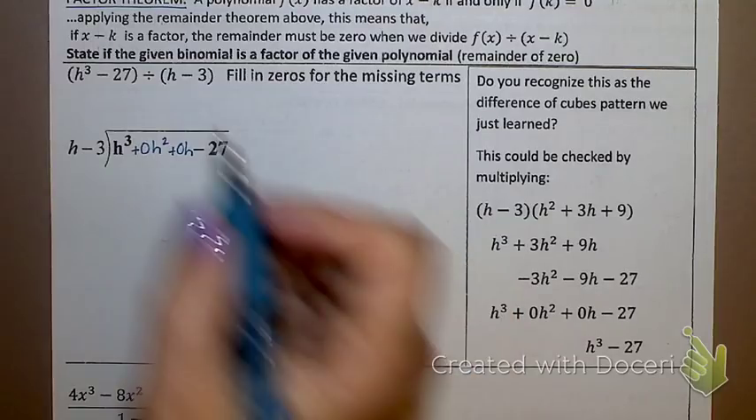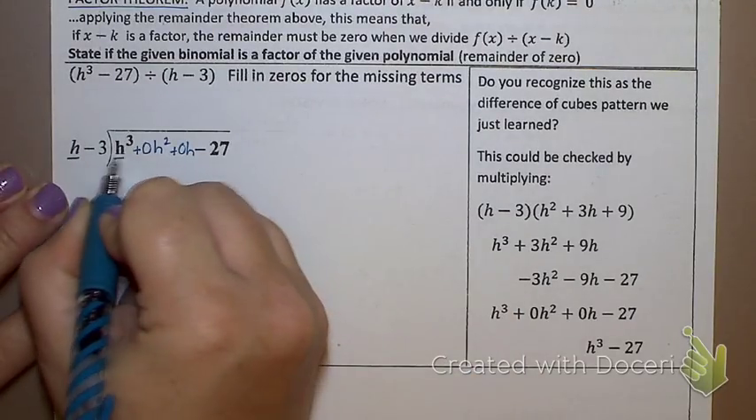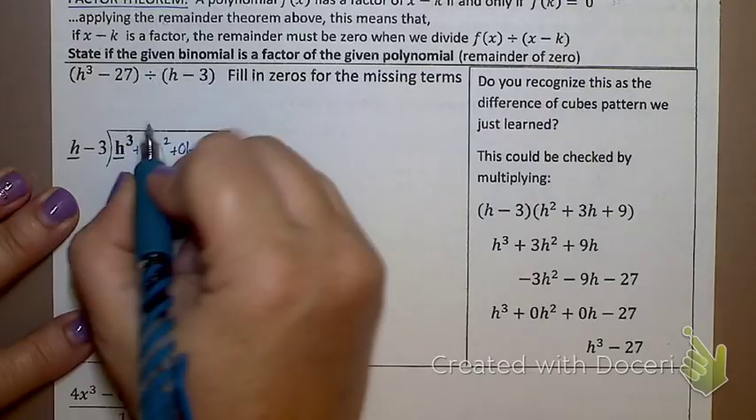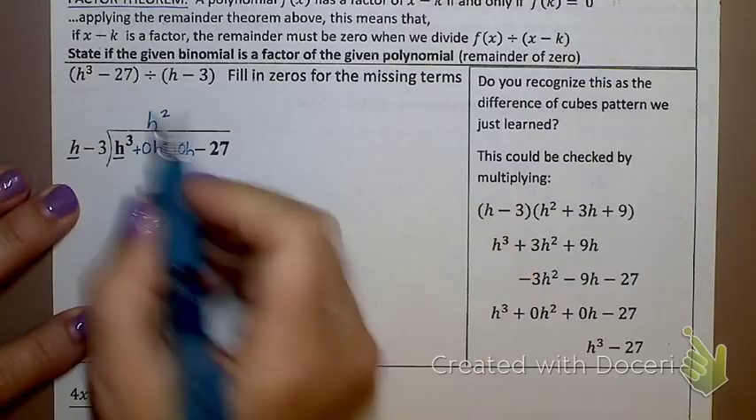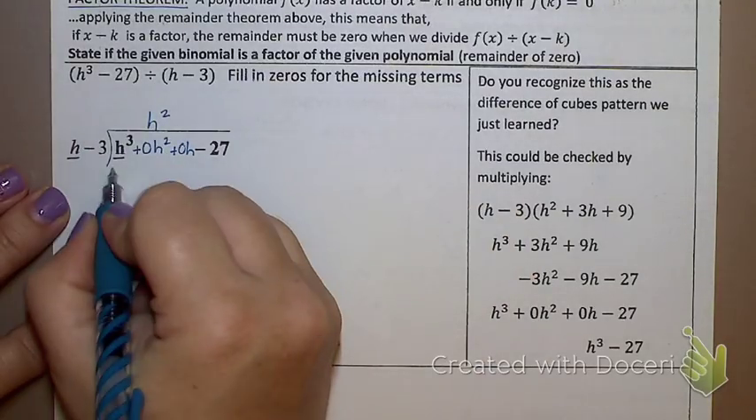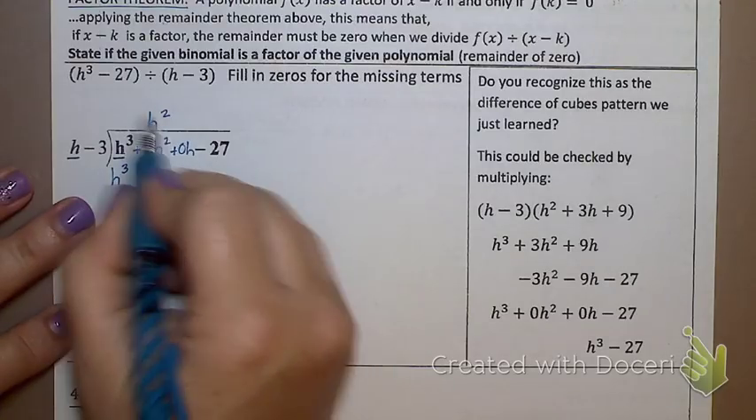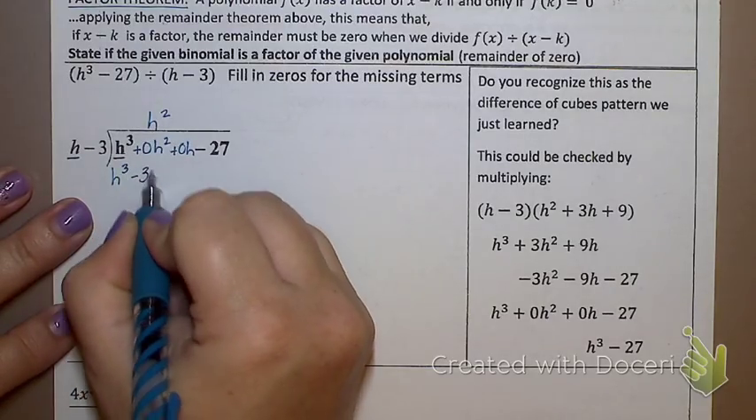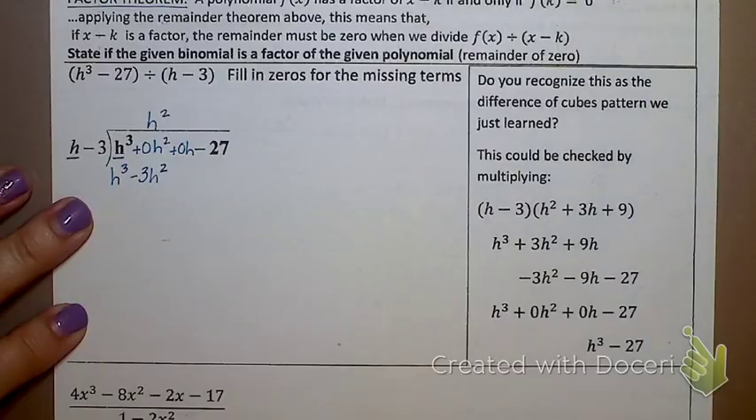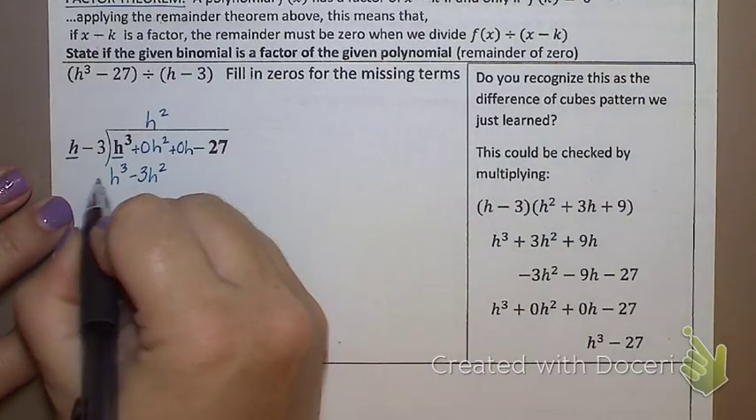All right, let's divide. H times what gives me h to the third? H squared. Now I distribute. H squared times h is h to the third. H squared times negative 3 is negative 3h squared. Change my signs.